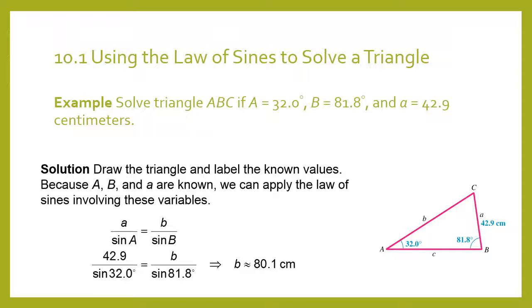Notice how it's labeled. You use the capital letters A, B, and C for the angles, and the sides opposite those angles are labeled with the matching lowercase letter. Put in the values that you know, and then we can see that we need to find side B. We're finding side B first, so we set up the ratio to do that. And by the way, don't forget you need to be in degree mode for this, and we get that B is 80.1.